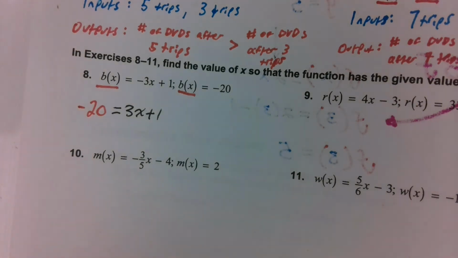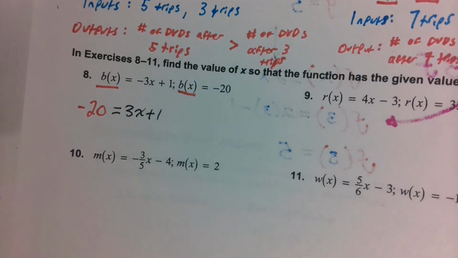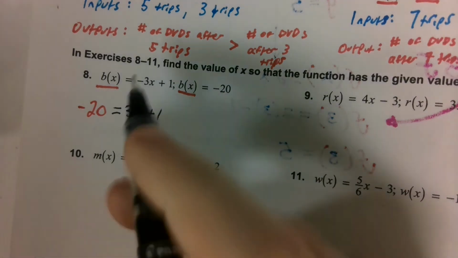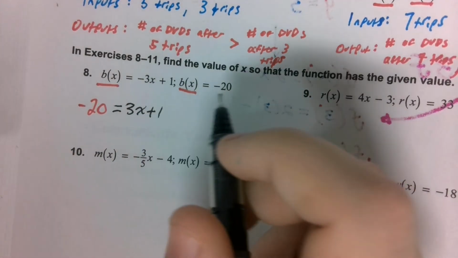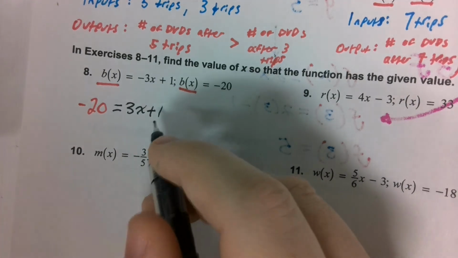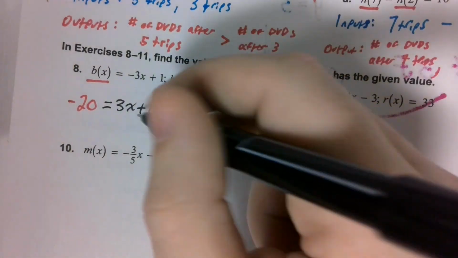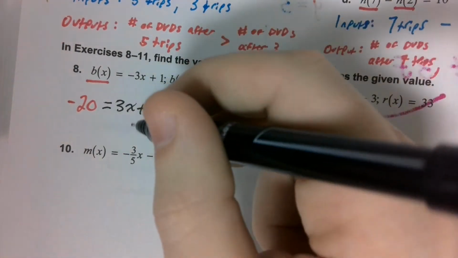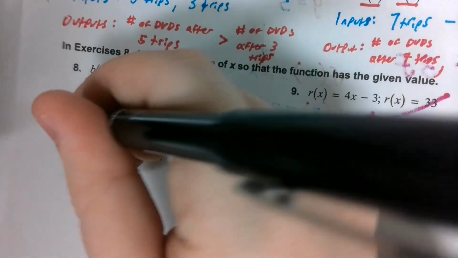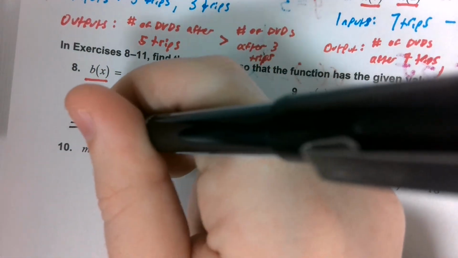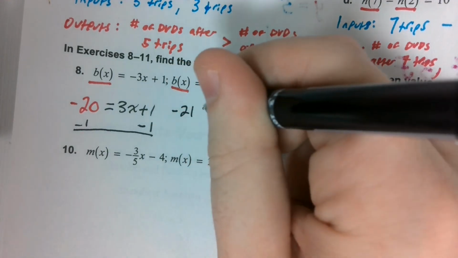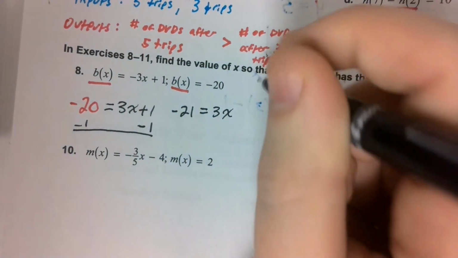Well, we've done these before. These are just two-step equations. We did this all the way back in Unit 1. To solve this, we have to think about how to get x by itself. Well, we've got to get rid of this multiplying by 3 and this plus 1. We get rid of the plus 1 first because of reverse PEMDAS. So we subtract 1 from both sides. That'll give us negative 21 equals 3x.